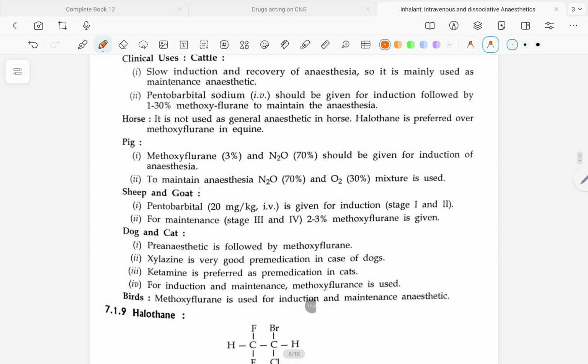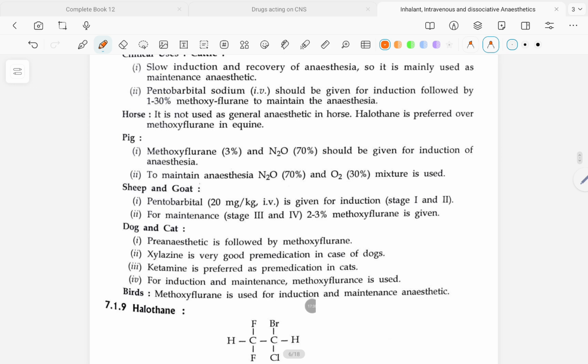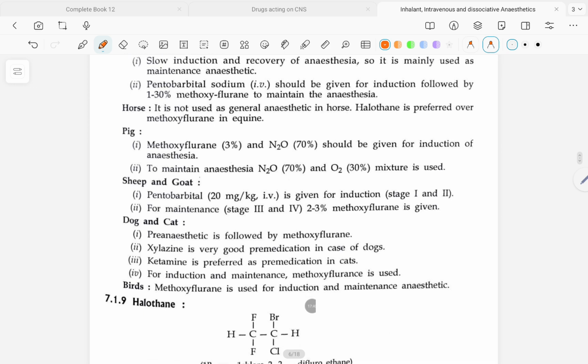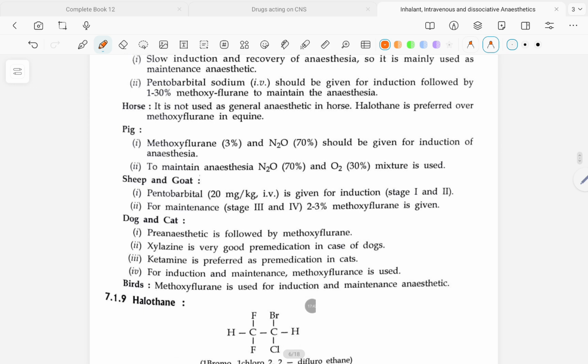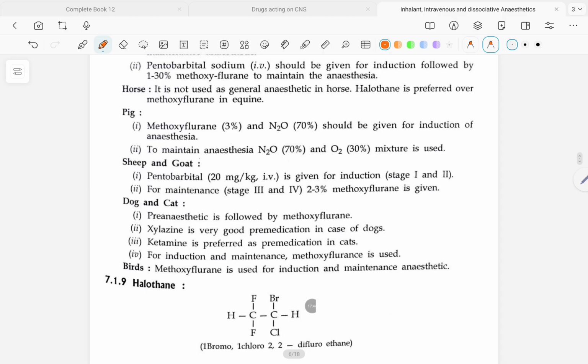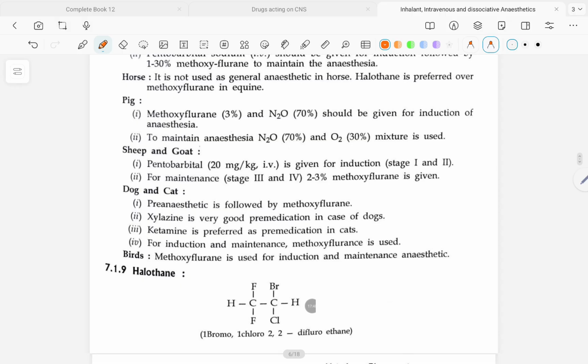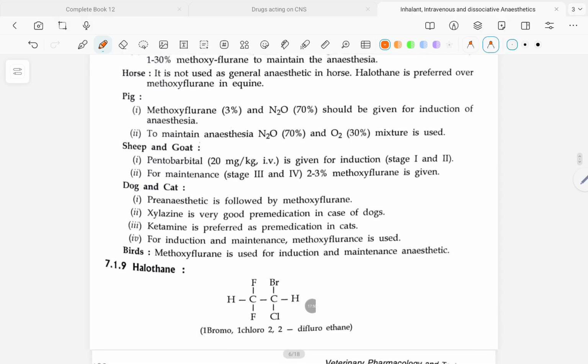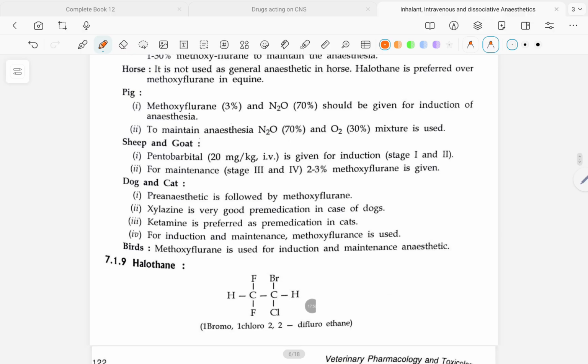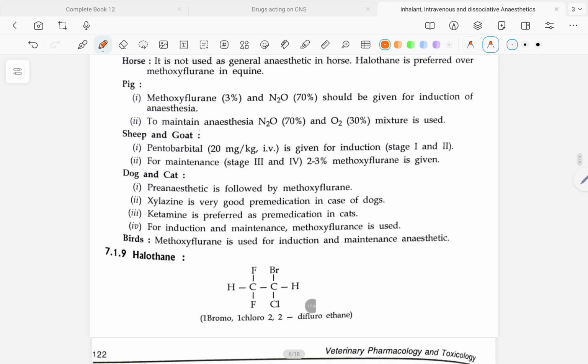Horse: it is not used as a general anesthetic in horse. Halothane is preferred over methoxyflurane in equine. Pig: methoxyflurane 3% and N2O 70% should be given for induction of anesthesia. To maintain anesthesia, an N2O 70% and O2 30% mixture is used.